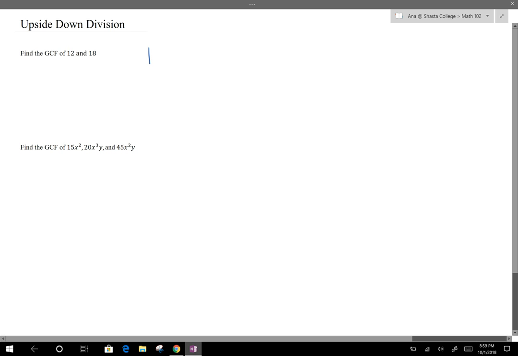What I do is I draw an upside down division box and I place both the 12 and the 18 inside the division box. I'm going to list a few prime numbers here that will help me as we are going through knowing whether there's more factors that divide in or not. These are the first 10 prime numbers.